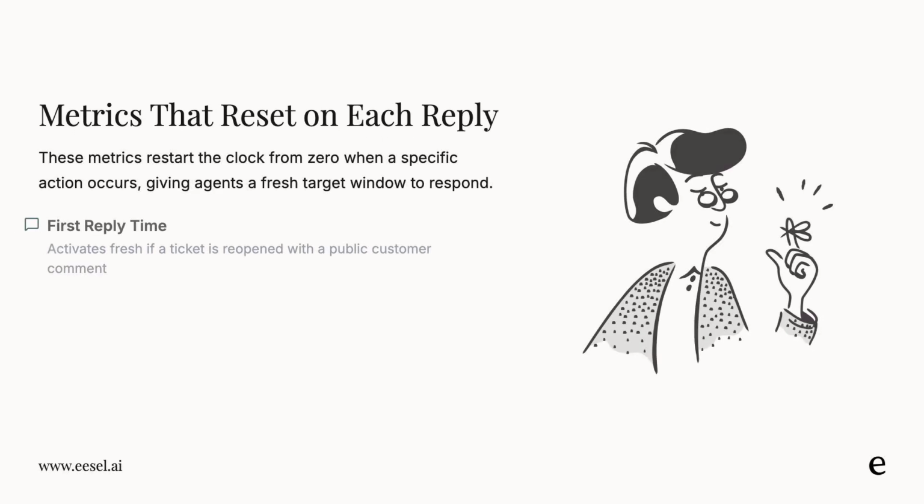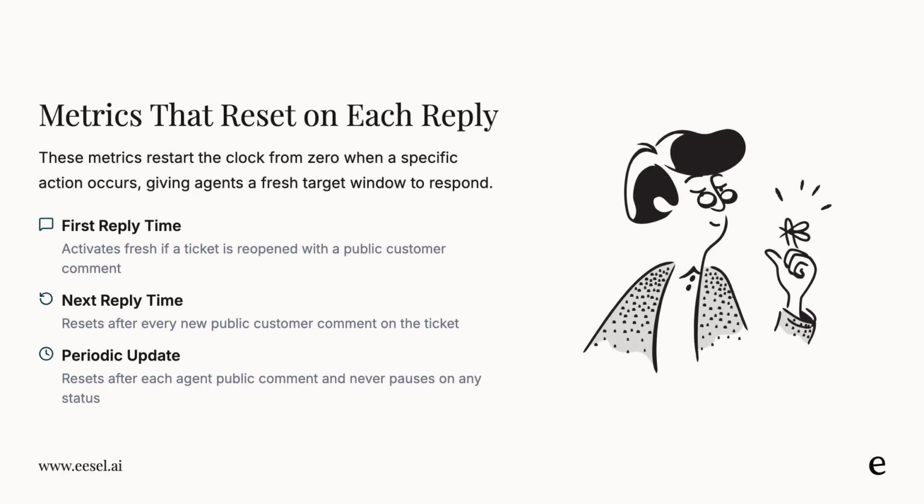Three metrics restart their clocks based on what someone does in the conversation. First reply time activates fresh when a ticket is reopened with a customer comment. Next reply time resets after every new public customer message. And periodic update resets each time an agent posts a public comment. And it never pauses, no matter what status the ticket is in.